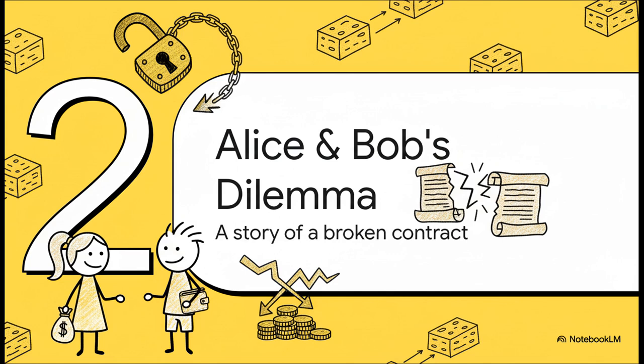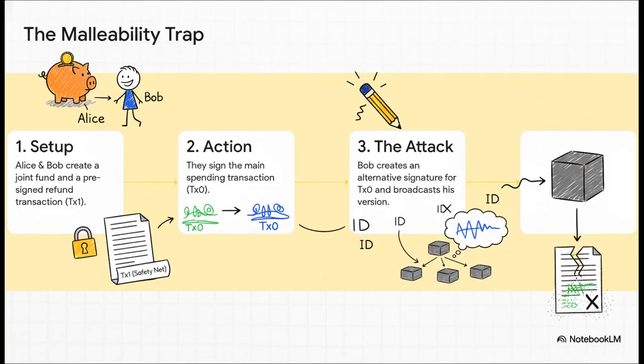So how could someone actually use this to trap somebody's money? Well, let's look at a classic crypto example featuring two characters you've probably heard of, Alice and Bob. Okay, let's walk through this whole trap. So, Alice and Bob, they lock up some funds in a joint account. To keep things safe, they first create and sign a refund transaction. We'll call it TWEX1. This is their escape hatch, and it's built to spend money from a future transaction, TX0. So, with that safety net in place, they both go ahead and sign the main transaction, TX0.